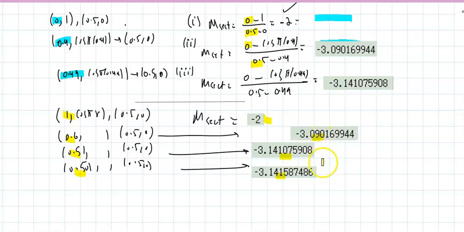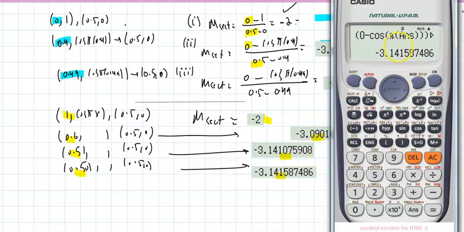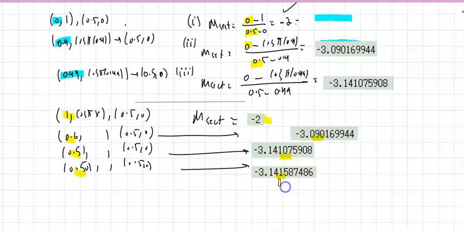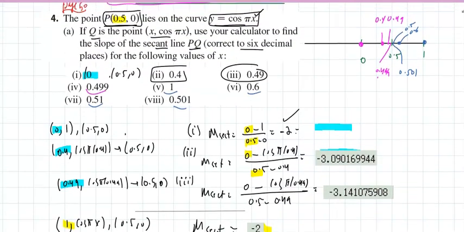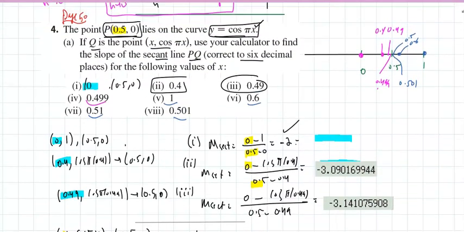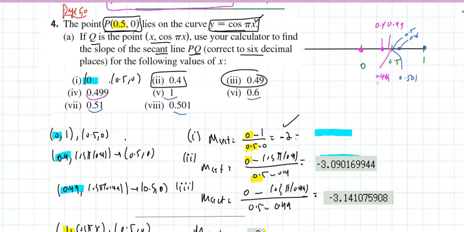So when I go above and below, if I look at my calculator, when I plugged in 0.05, that's what I got. And look at that. They're not saying much here. They're not saying you know what a limit is yet. They're just saying, find the slope of the secant to 6 decimal places.